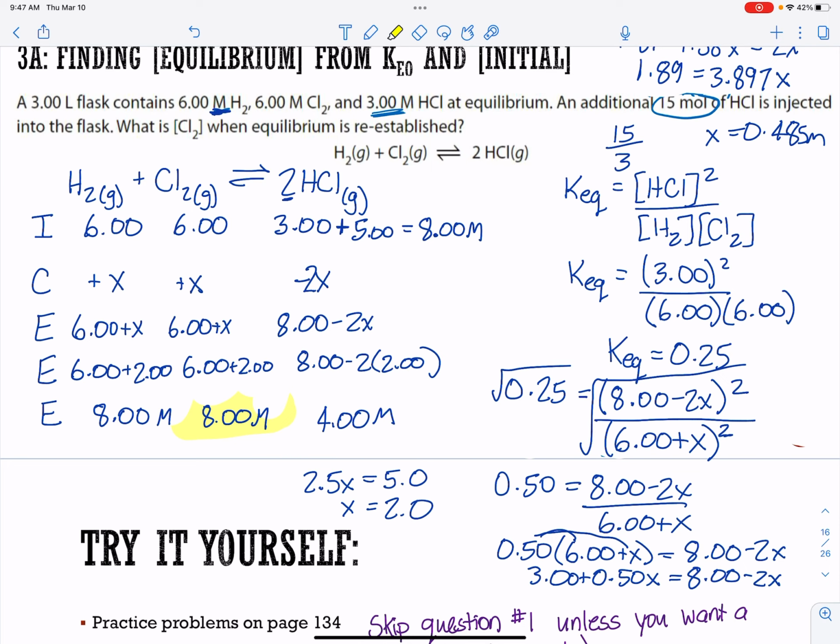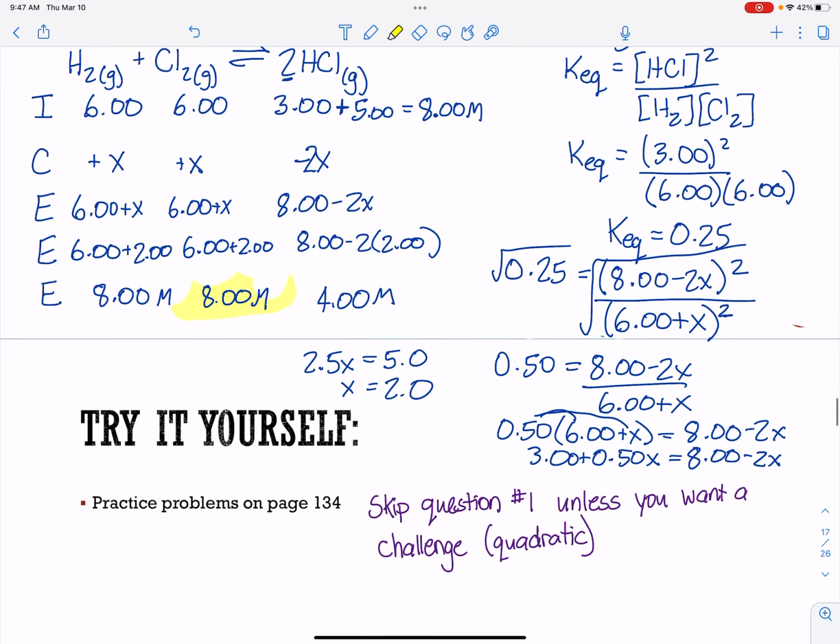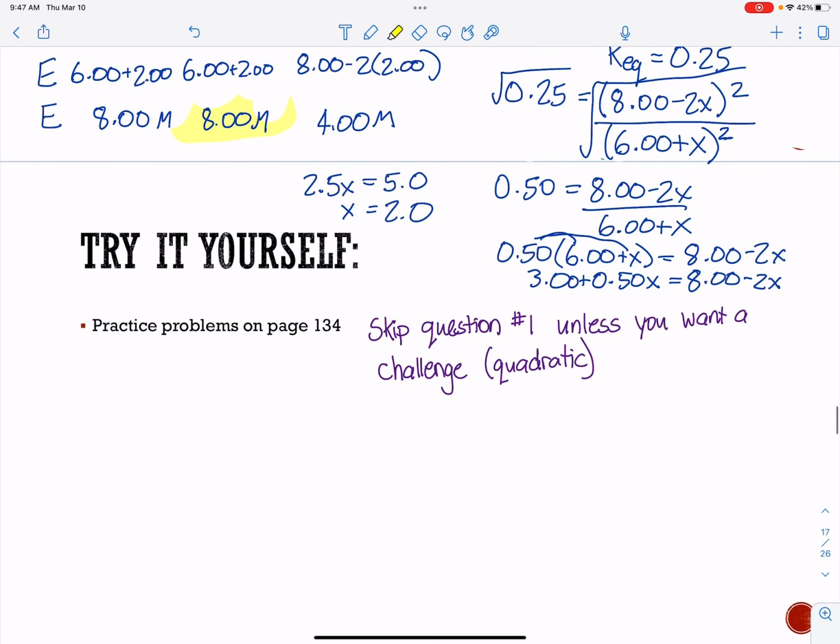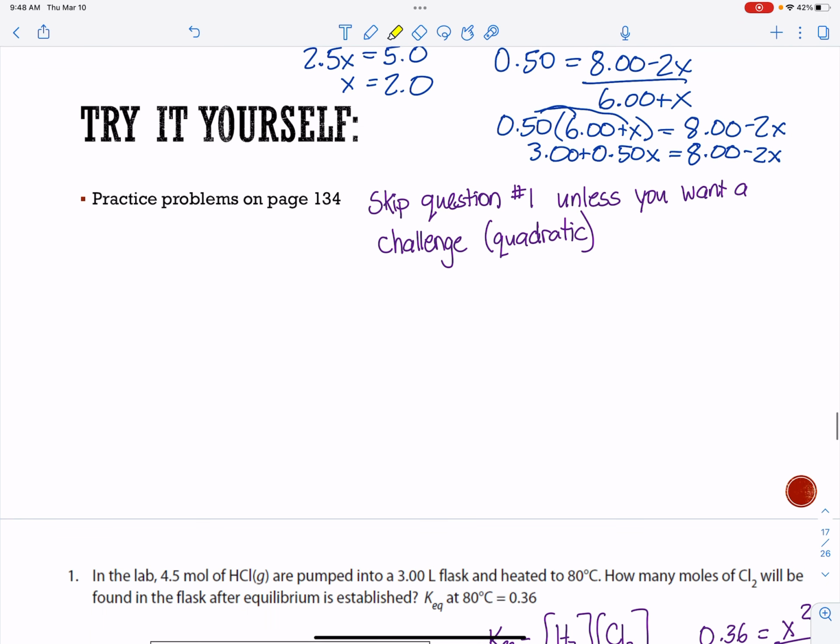So I've got some questions for you to try for yourself. If you can go to page 134. On page 134, there is a question where we don't nicely have everything going to solve itself by square rooting everything. I've got one with a quadratic. So skip question number 1 unless you're up for doing a quadratic little challenge. And take about 15 minutes. This will probably take us to the end of the period today. I'll show you the answers, and then we're going to save the rest for the next lesson.